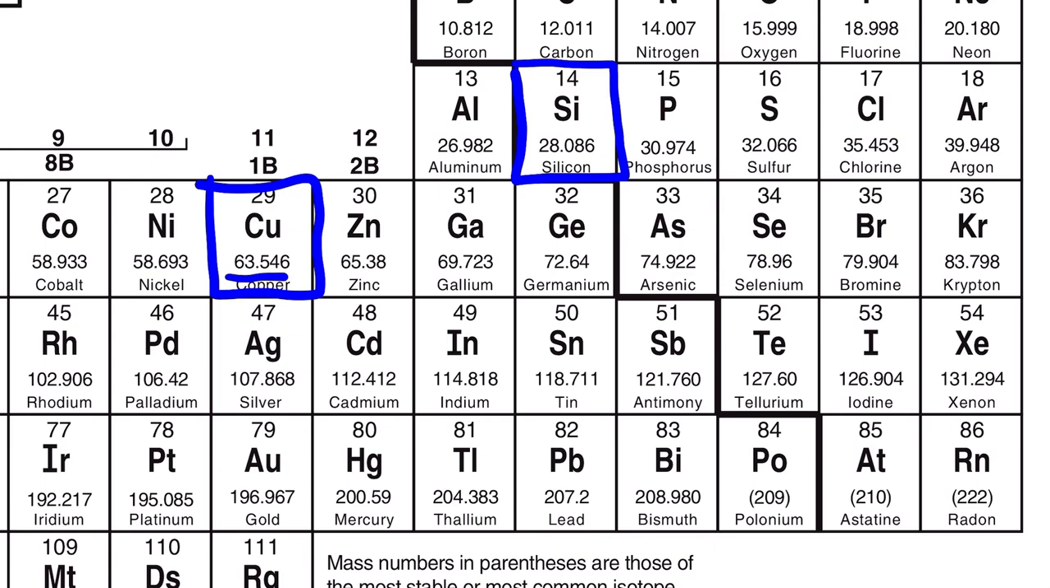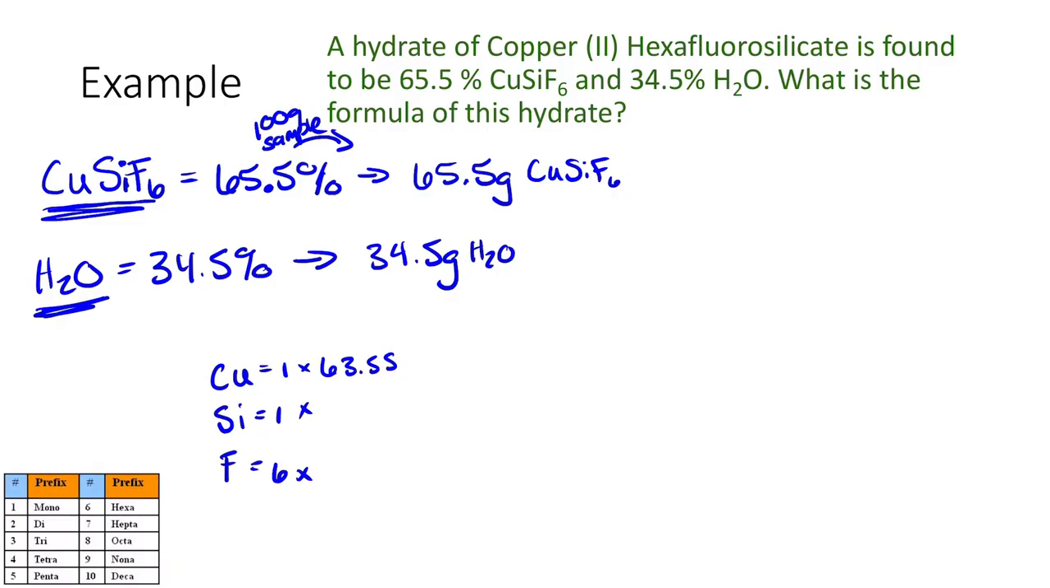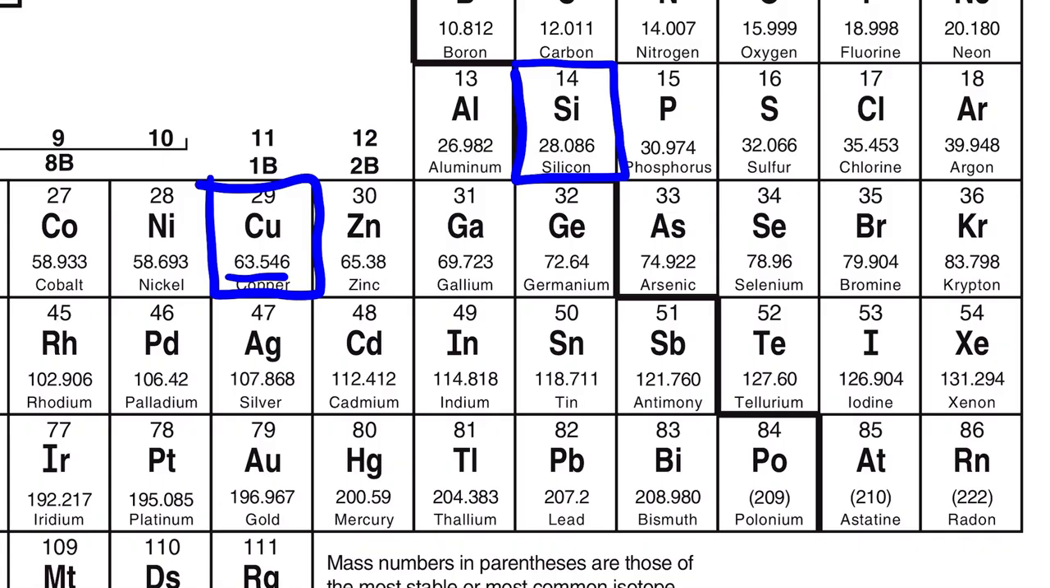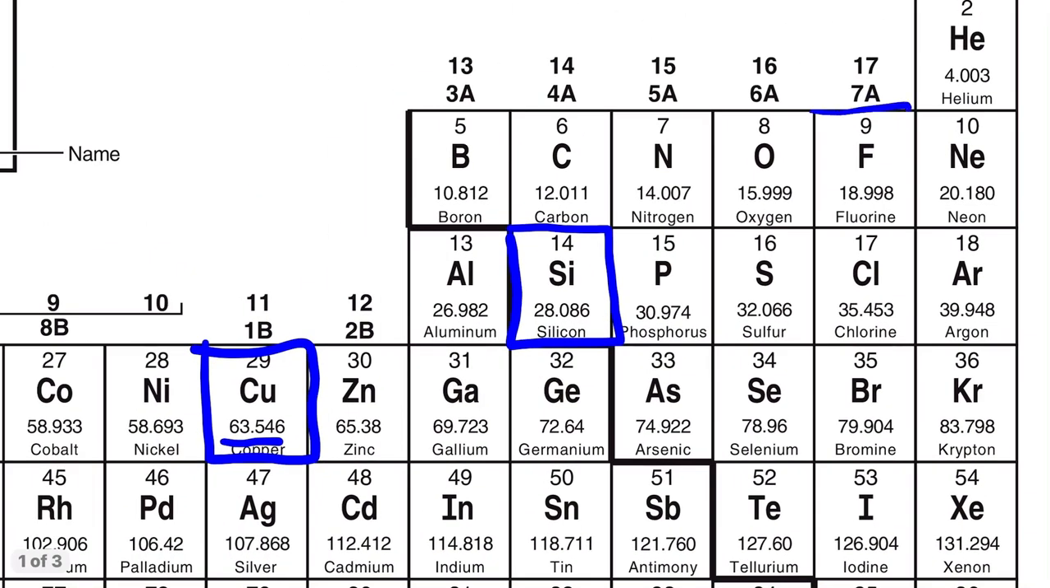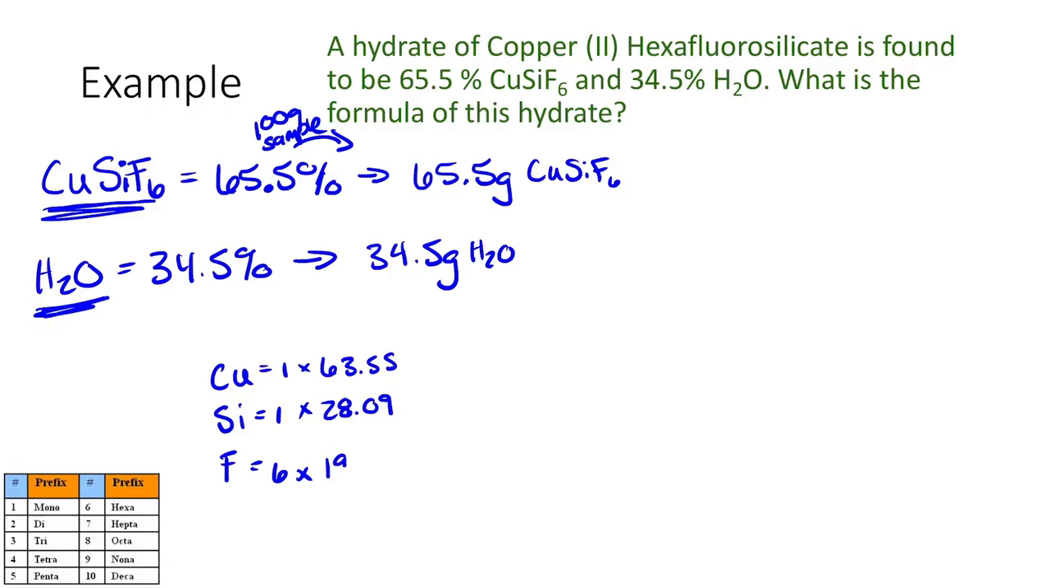And then silicon is 28.09. And then fluorine is all the way up here. Remember, we're going to use 19.00 for fluorine. All right, let's do those calculations. We'll calculate the molar mass for this compound, and then we will do it for water.